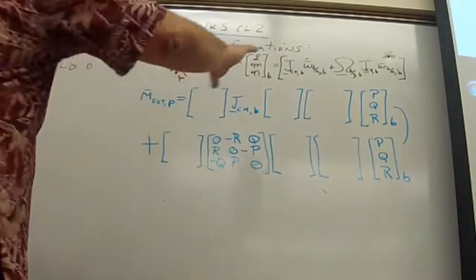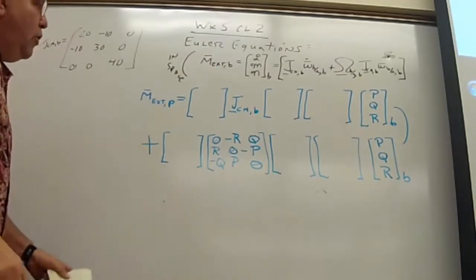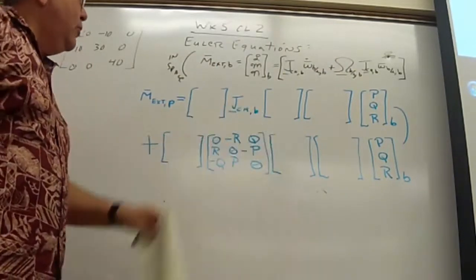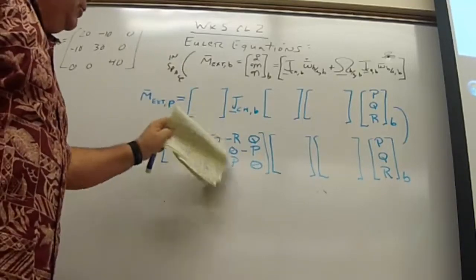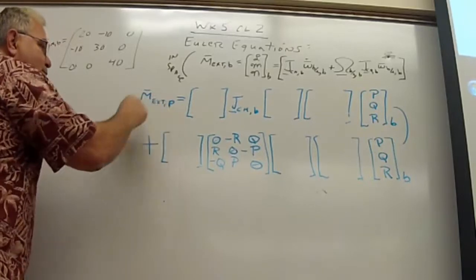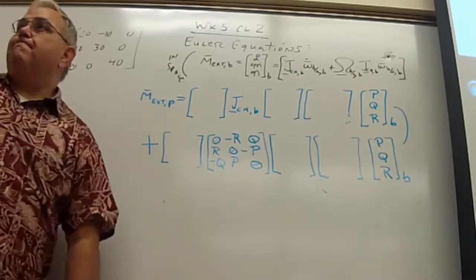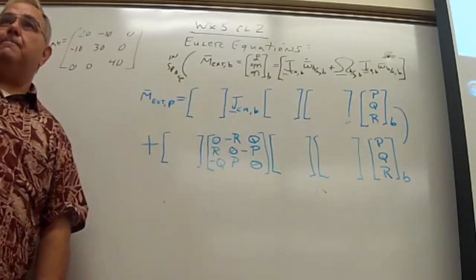Okay, so here's your assignment. We've got this matrix that we derived yesterday. And what I'm saying is that you know your moment of inertia matrix in body coordinates. I give you one over here. And you know your sensor outputs in body coordinates, P, Q, R. But my equation is written in principal axes.